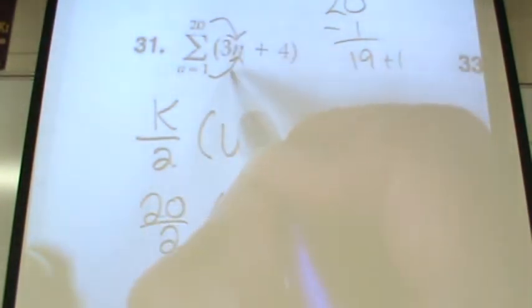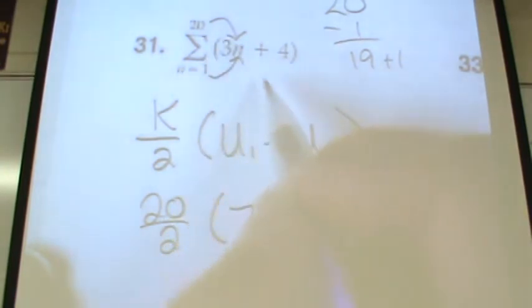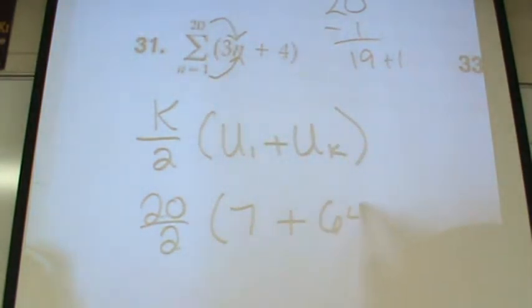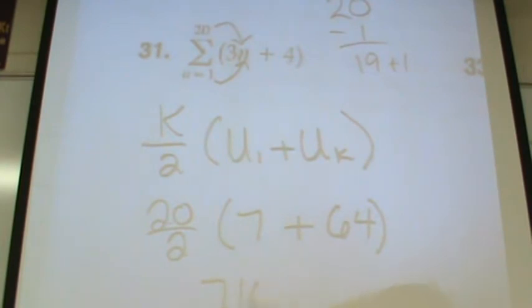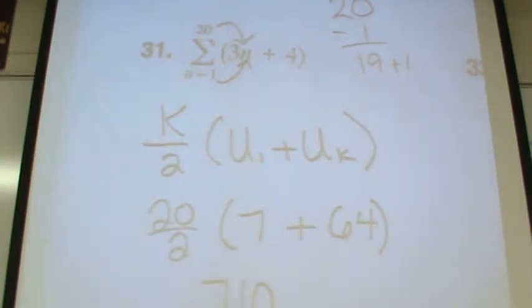And now what's the last term you're adding? You're going to plug a 20 in here. 3 times 20 is 60. 60 plus 4 is 64. And now do the math. You should get 710 for an answer. 10 times 71.